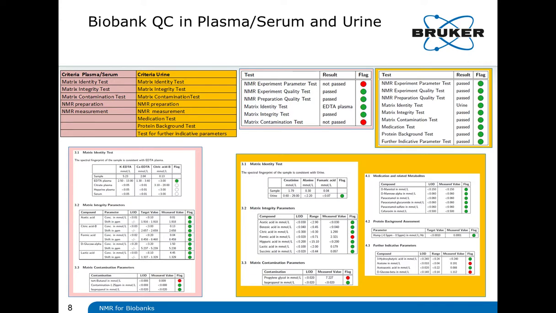Now, if we look at, for example, plasma, serum or urine, you see it in the upper table. What is in the orange color is for the matrix of urine. So we can do an identity test: is this really urine? We can do an integrity test. We can do contamination tests. And we can look into the preparation on the NMR side and the measurement. We can look into medications. We can look into protein backgrounds. And we can test for further parameters, like, for example, in the urine, whether this was a fasting sample or not.